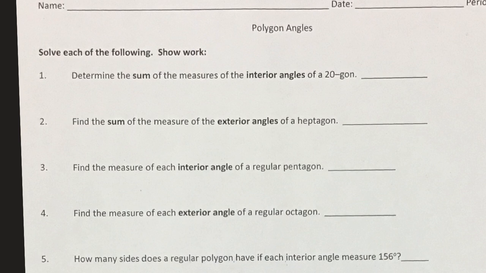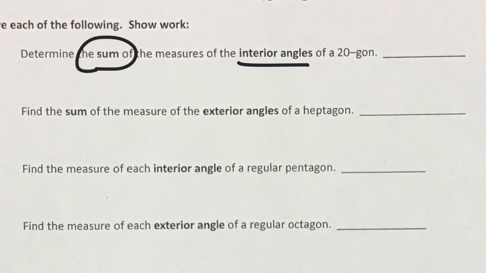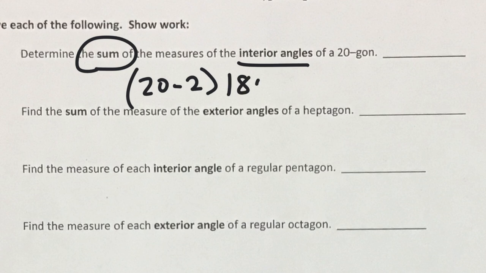Okay, number 1, determine the sum of the measures of the interior angles of a 20-gon. So how many sides does this have? 20 sides. So the interior angle sum would be 20 minus 2, times 180. 18 times 180 is 3,240 degrees. Okay, so all of the angles will have a degree for them. There are 2 units: one of them is degrees, the other one is number of sides.